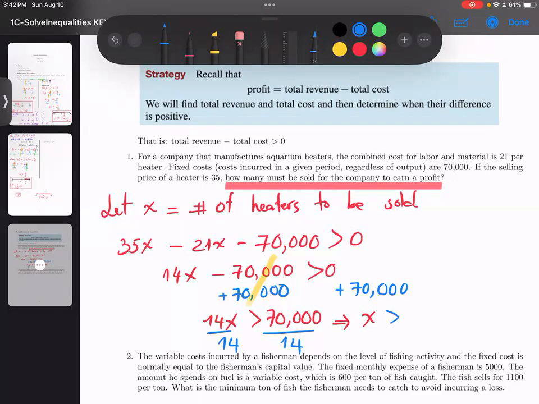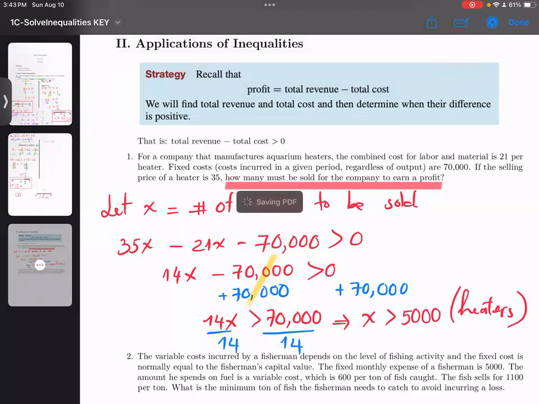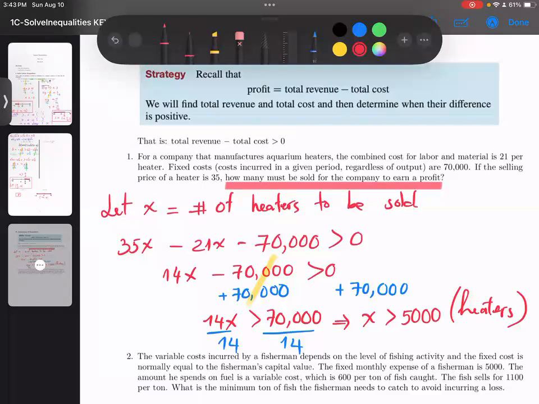So x is, let me turn it back to red, greater than 5,000. So they need to sell at least 5,000 heaters to start making profit. Okay. Box my answer. Always box my answer.